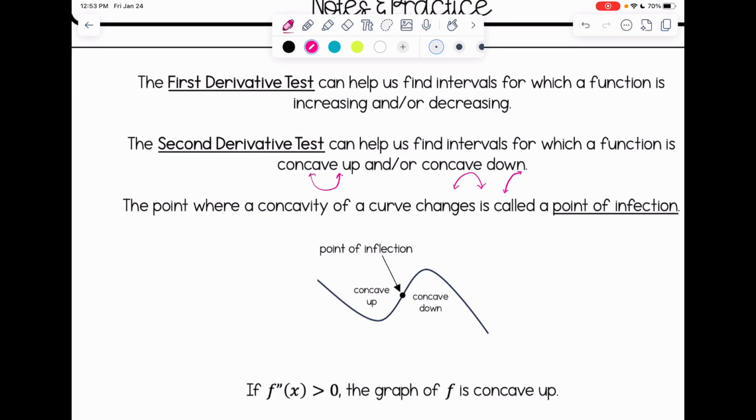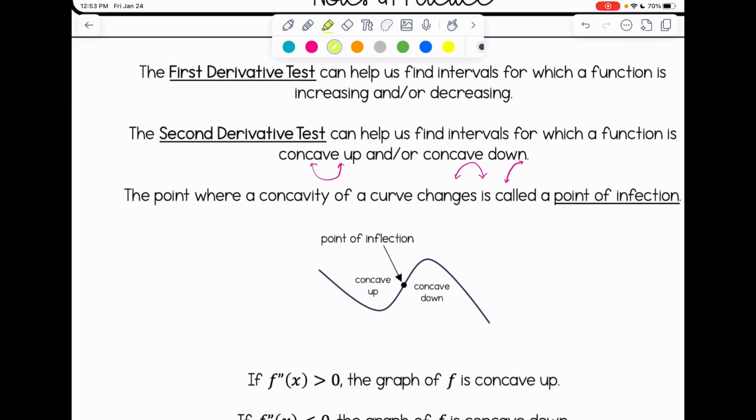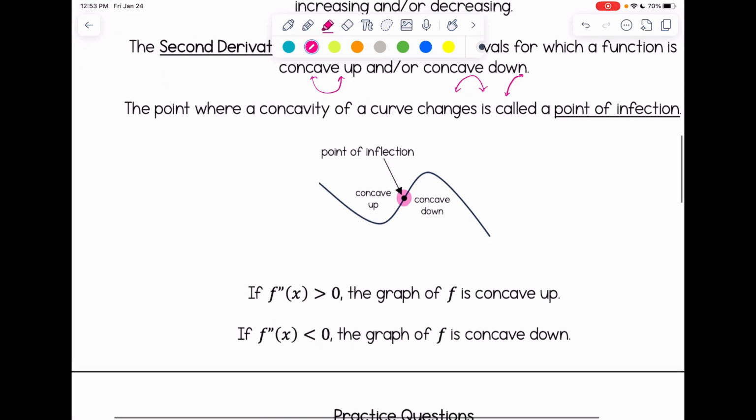If we take a look at this picture here, you can see that in the middle we have a point of inflection because it changes from concave up to concave down. If the second derivative is positive, greater than 0, then the graph of f is concave up. If the second derivative is negative, or less than 0, then the graph of f is concave down.